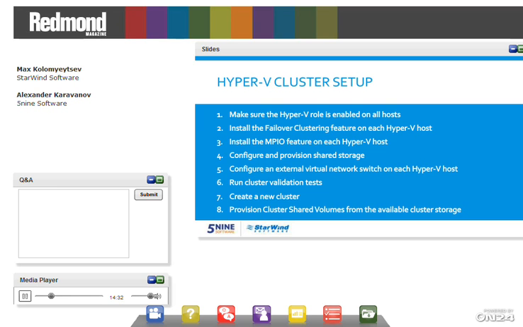Step 7, of course, create a new cluster, give it an IP address, make sure you can connect to it. And step 8, go to the storage and move it from available storage to cluster shared volumes. Now you can provision virtual machines, make them highly available, and start your virtualization life.